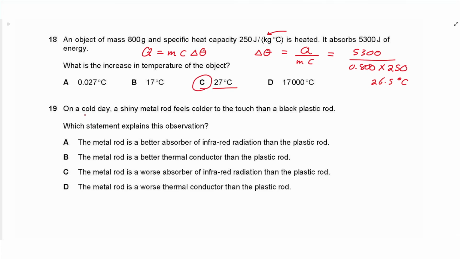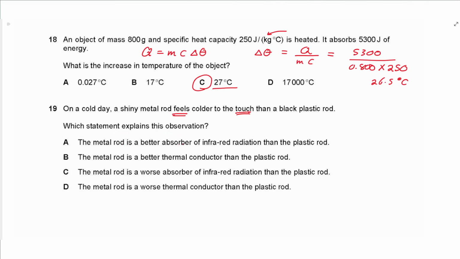Question 19 says, on a cold day, a shiny metal rod feels colder to the touch than a plastic black rod. So feels means there is conduction. Touching also means there is conduction, since there is contact between two objects. Which statement explains this observation?